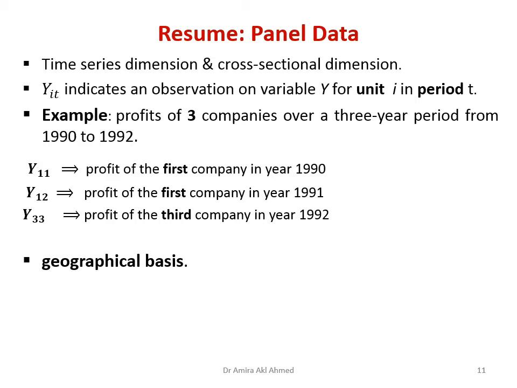Assume that we have a dataset of 3 companies' profits over a 3-year period from the year 1990 to the year 1992. Thus, if we have an observation with the subscript 1, 1, this means the profit of the first company in the first year. If we have another observation with the subscript 1, 2, this means the profit of the first company in the second year, and so on.